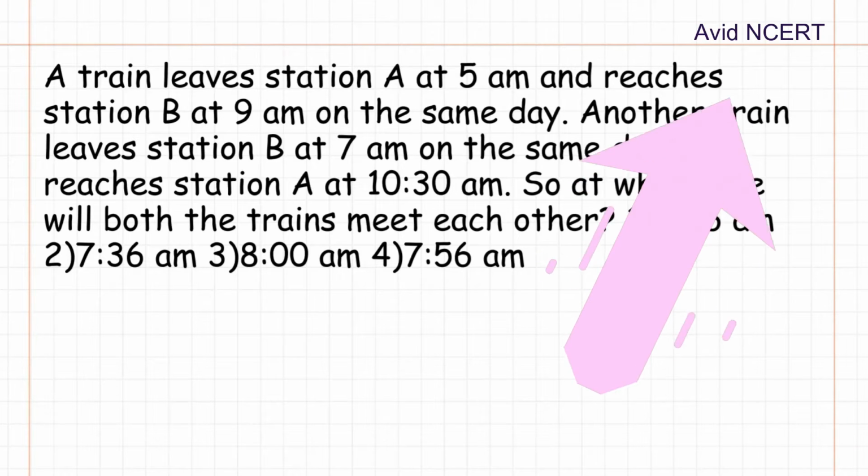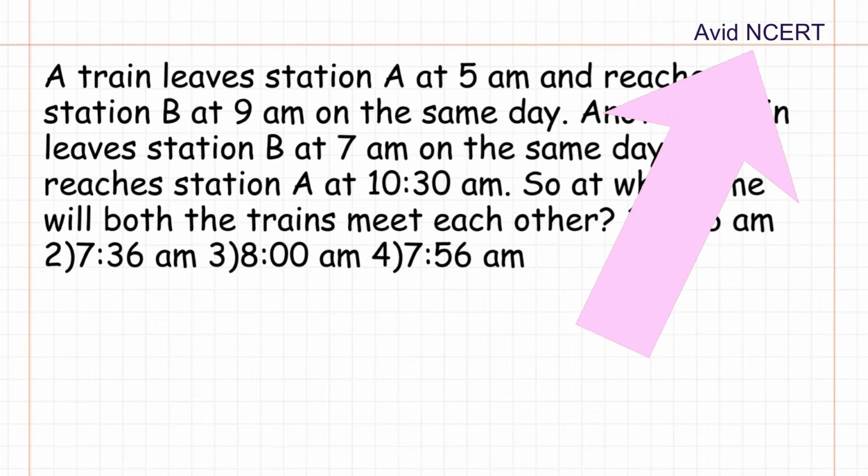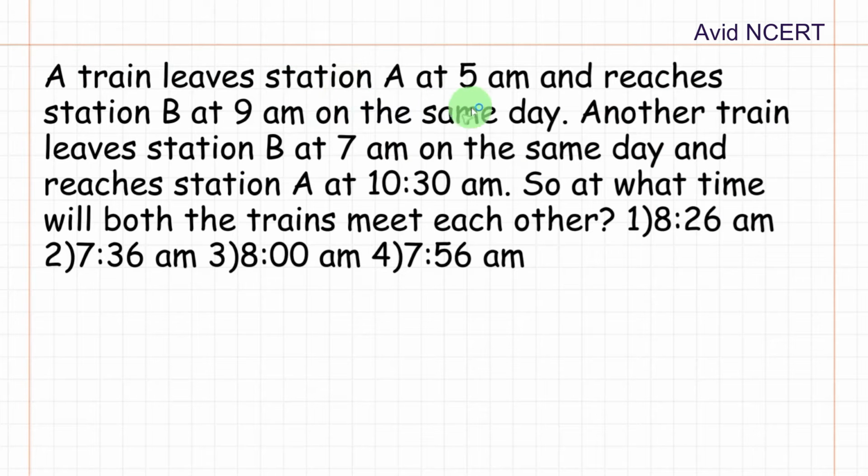This is Geeta. Today we'll be solving the same question which we did in the previous video, but with a different method. A train leaves station A at 5 am and reaches station B at 9 am on the same day. Another train leaves station B at 7 am on the same day and reaches station A at 10:30 am. At what time will both the trains meet each other?